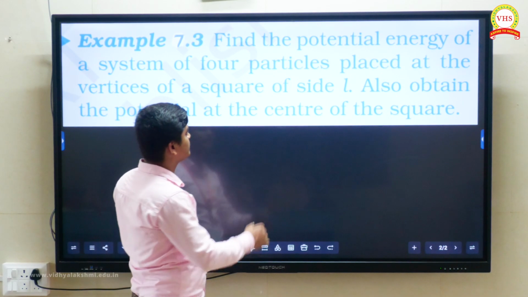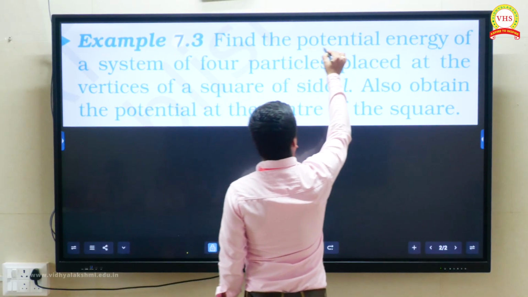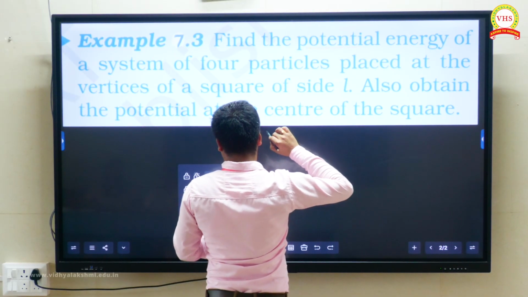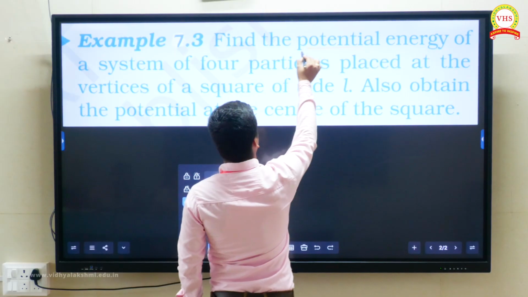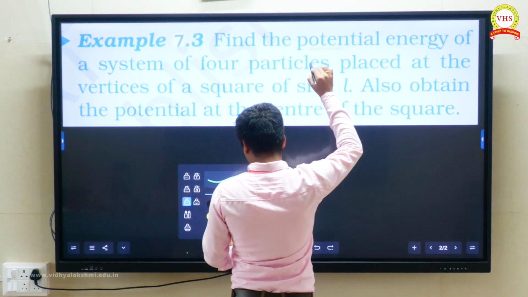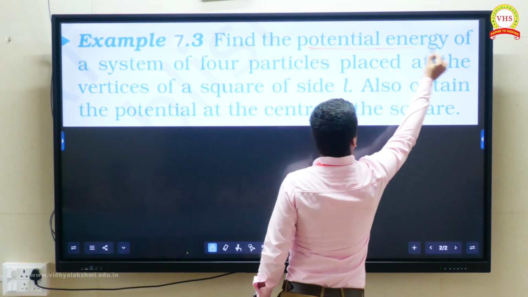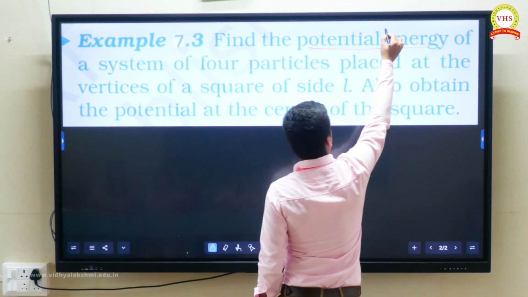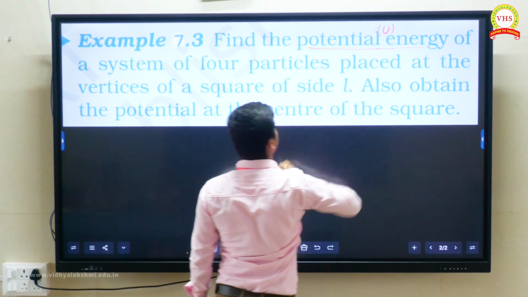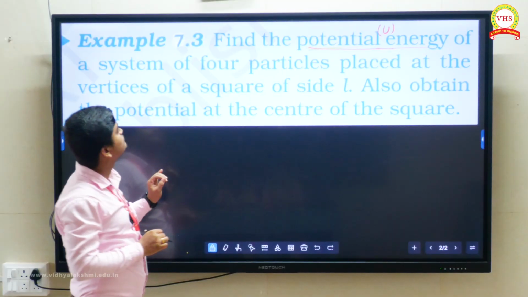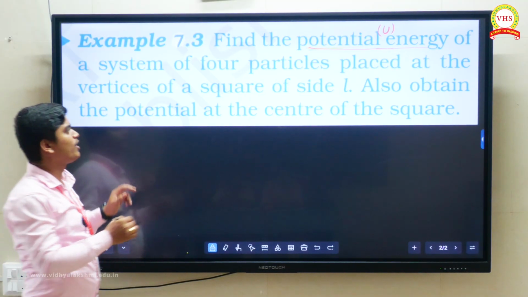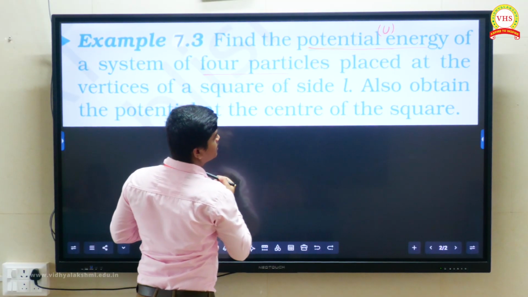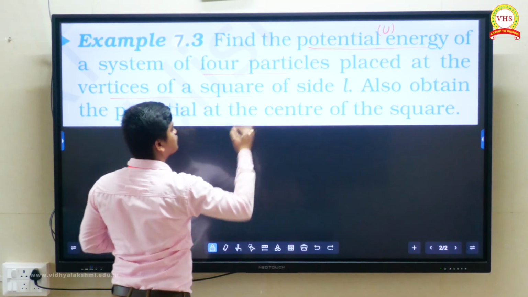So first, what do you find? In the first case you find the potential energy. Potential energy is basically U. First you find U due to the system. That system is basically what? 4 particles placed at the vertices of a square.